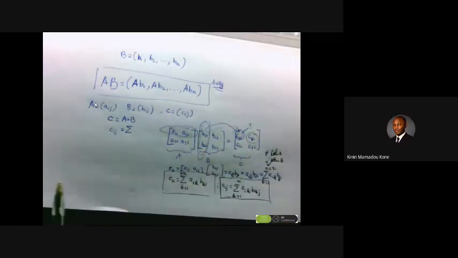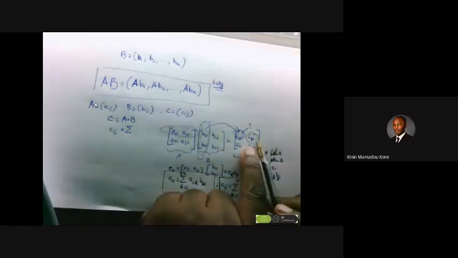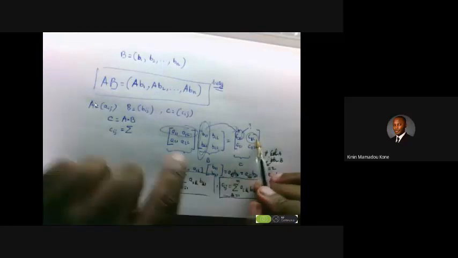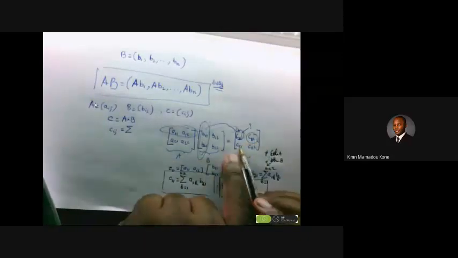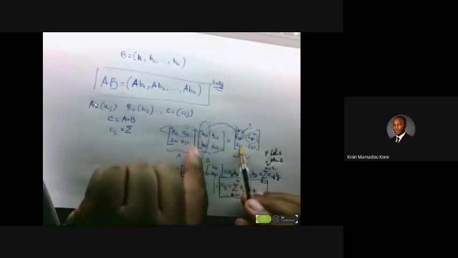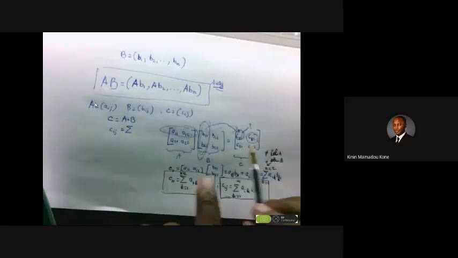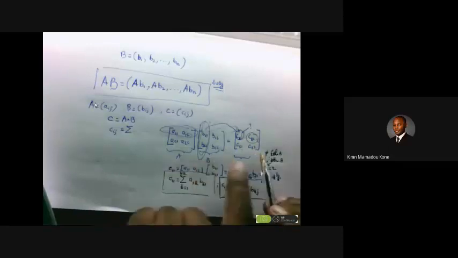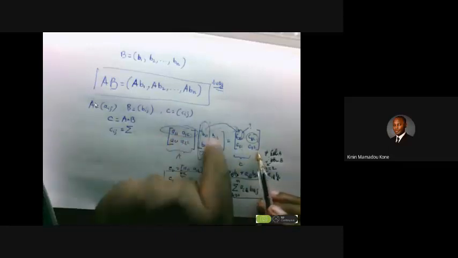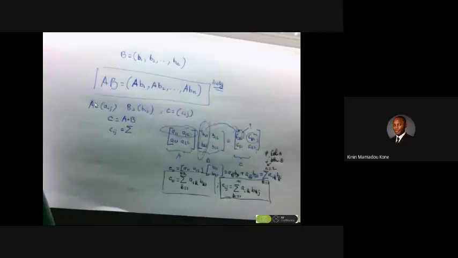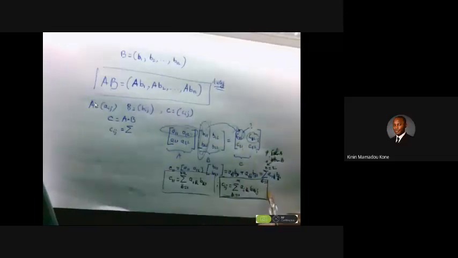If you want to find this entry over here, you take this row, multiply by this column over here, and it gives you the value over here. You want to find the value over here, you take this row, multiply by this column, you obtain this value over here. You want to find this one over here, you take this row times this column to find this entry. If you want to write this information in terms of math, this is what it would look like.